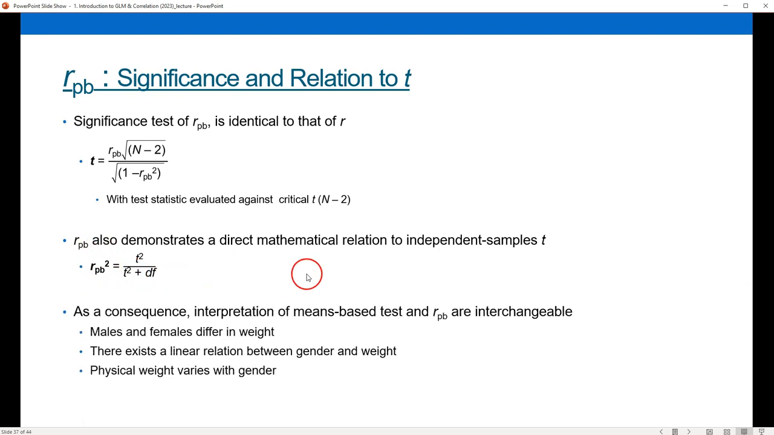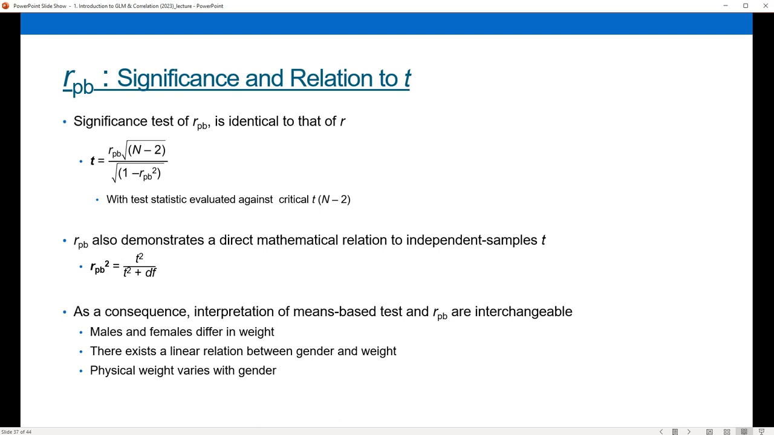Okay, so as a consequence, my point-biserial correlation and my means-based test are interchangeable. Anytime I'm running an independent sample t-test, I can represent this as a point-biserial correlation. Anytime I have a point-biserial correlation, I can represent this as a means-based test. I can move back and forth with these. The only thing that makes a difference is how I want to talk about it, right?